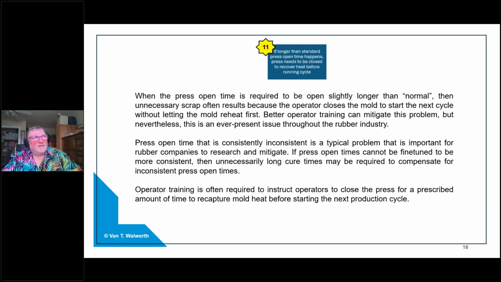There are issues with a longer than standard press open time when it happens. If the service time of the press is longer than normal, then unnecessary scrap will result because the operator closes the mold and just simply starts the next cycle without letting the press heat up and recapture that heat before going on to the next cycle. And I see this all the time.